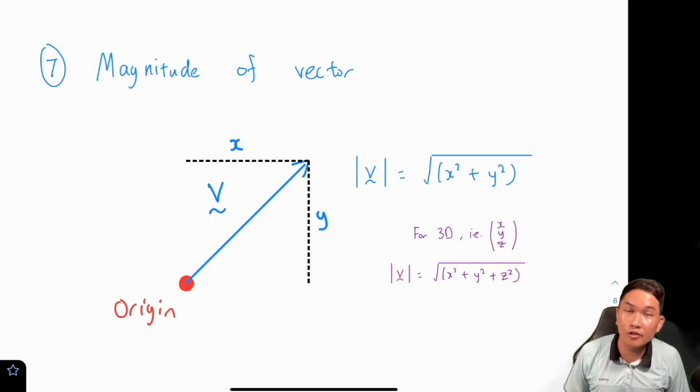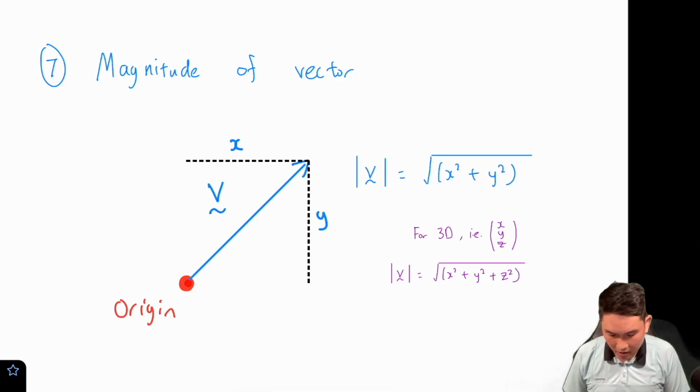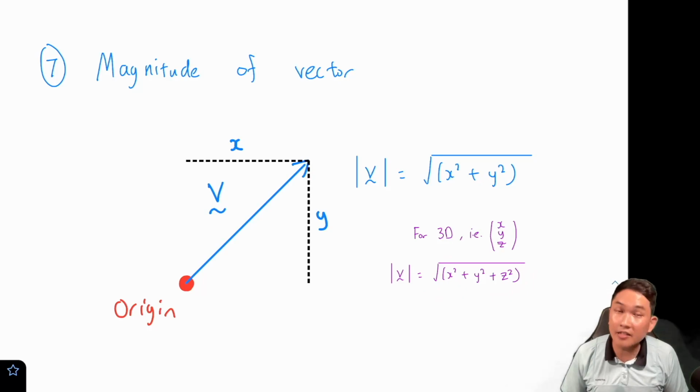How to find the magnitude of a vector? We can use Pythagoras' theorem. It's very similar to coordinate geometry in secondary 3, where if you want to find the distance from one point to another, you would use Pythagoras' theorem, and that is the same for vectors. The good news is that although we are moving on to 3D vectors in JC, in H2 Maths, it is a bit more complex, but the distance formula is actually the same. You just do x squared plus y squared and add a z squared at the back.